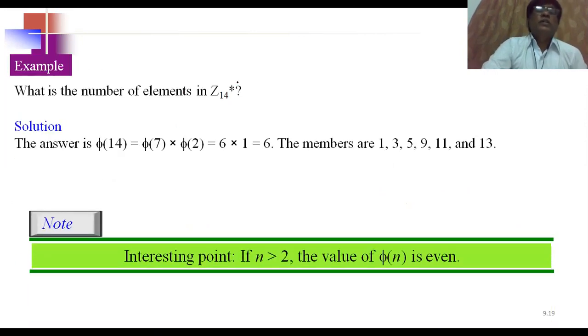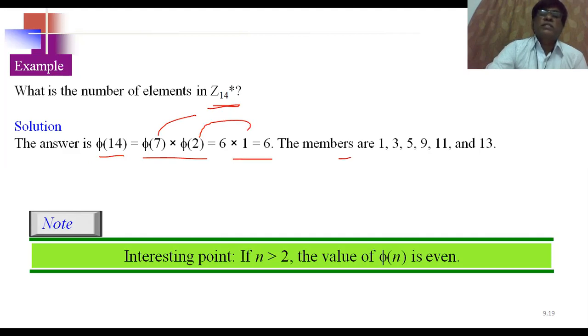So, the multiplicative residues Z14. What is the number of elements in Z14 star? Since the modulus is 14, phi of 14 is equal to phi of 7 into phi of 2. Phi of 7 is 6, phi of 2 is 2 minus 1, which is 1. So it is equal to 6.